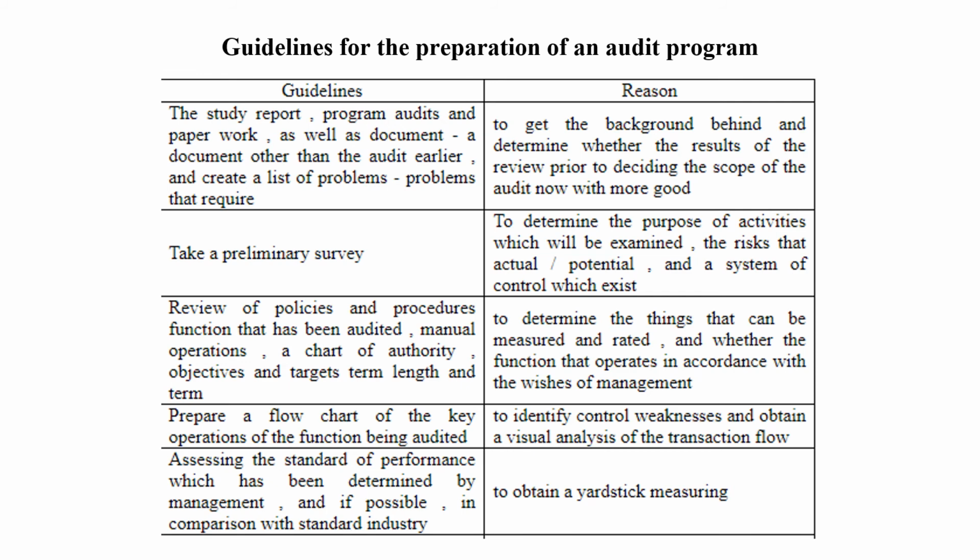The guideline is to prepare a flow chart of the key operations of the function being audited. The reason is to identify control weaknesses and obtain a visual analysis of the transaction flow. Next, assess the standard of performance which has been determined by management, and if possible compare it with industry standards. The reason is to obtain a yardstick for measuring.